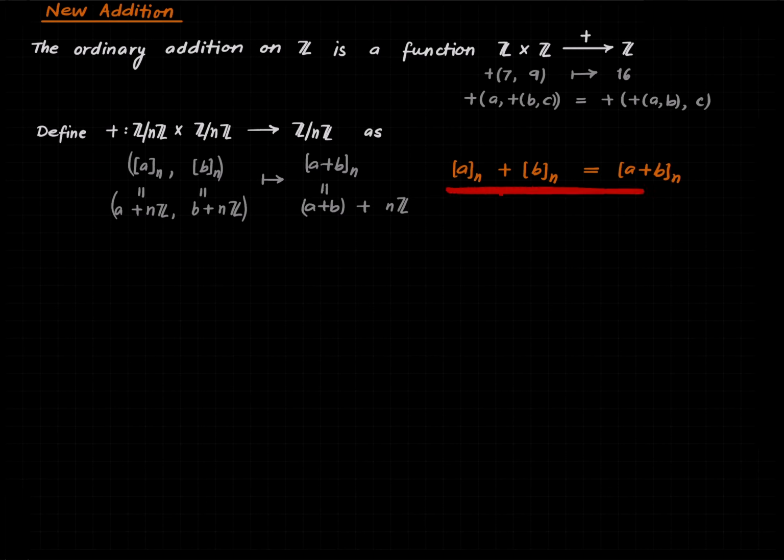So I hope that is fine. But what is the issue here? The issue is, suppose somebody picks an integer A and takes its equivalence class. But it is possible, in fact it is very much possible, that it is equal to the equivalence class of some other thing.